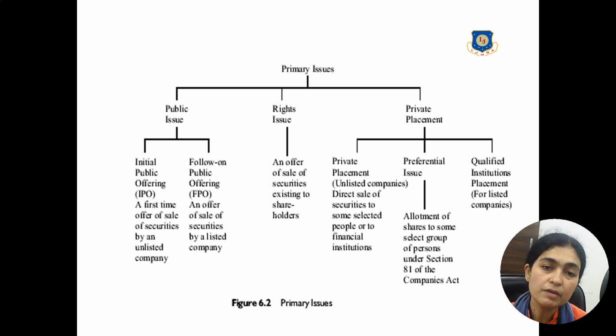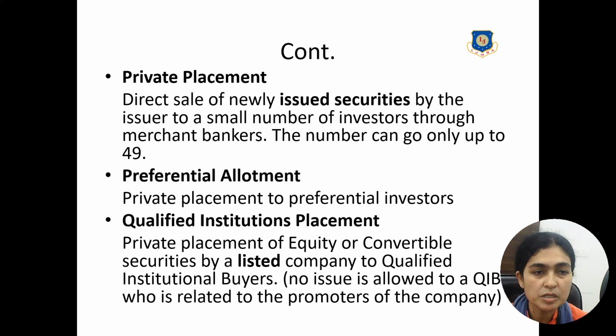The third category is known as private placement. So private placement again is categorized into three different segments. The first one is known as private placement, the second one is known as preferential issue, and the third one is known as QIP, that is, qualified institutional placement. For better understanding, we'll be looking at these definitions.